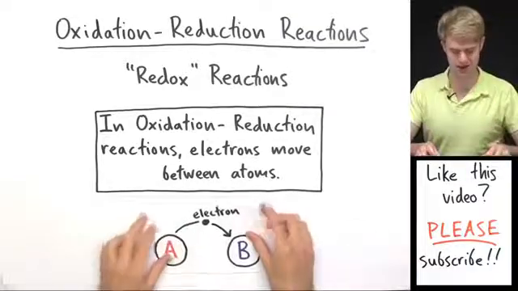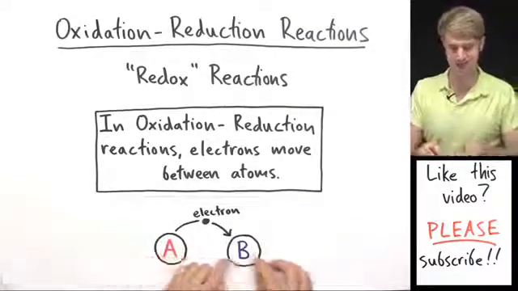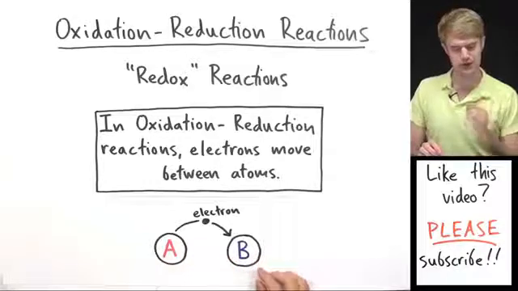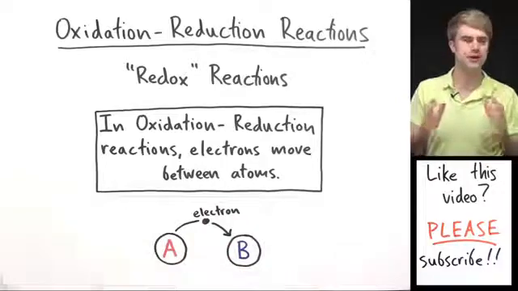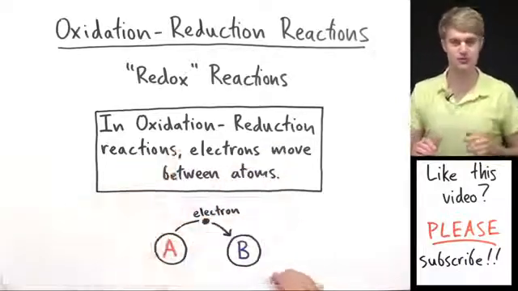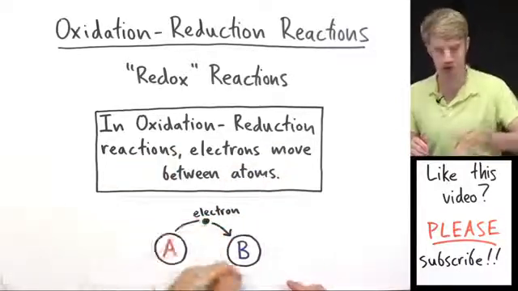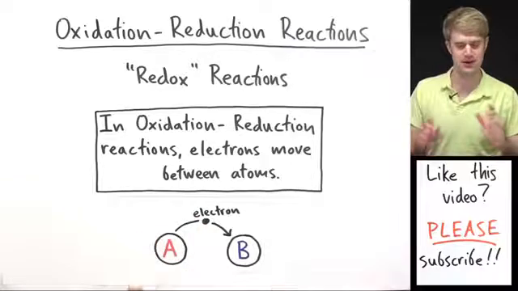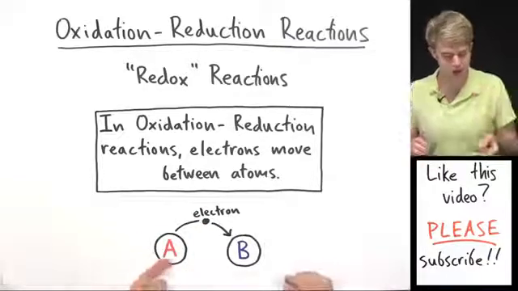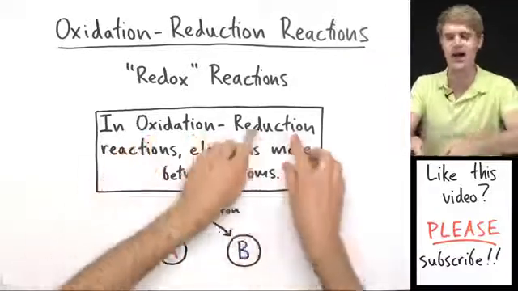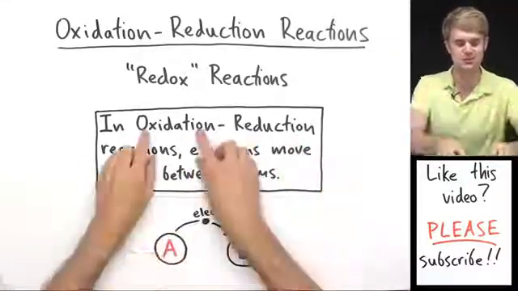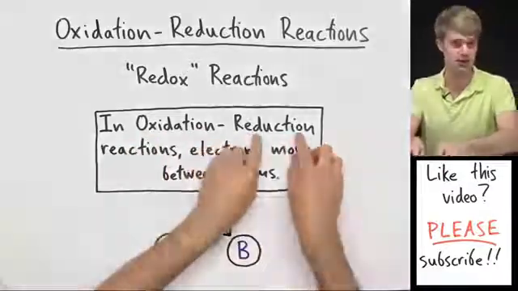Check out this diagram here. We got atom A and atom B, and there's an electron moving out of atom A into atom B. So this is definitely an oxidation-reduction reaction because there's an electron moving between the atoms. Now, we can describe the movement of this electron using the words oxidation and reduction. So let's learn specifically what both of these mean.